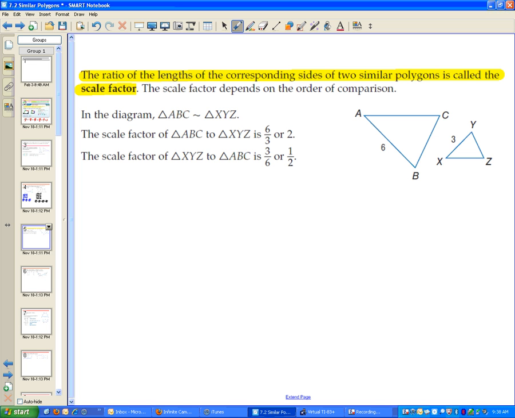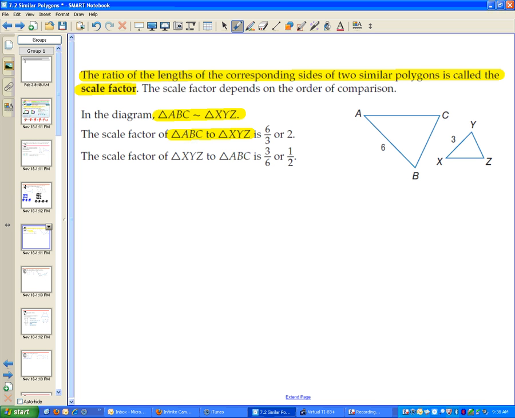Now the scale factor depends on the order of comparison. Here's what they're talking about. In this diagram, that's our similarity statement. That's what that's called, a similarity statement. Triangle ABC is similar to triangle XYZ. If I want the scale factor of triangle ABC to triangle XYZ, whichever is listed first, that's the numerator of our ratio, isn't it?